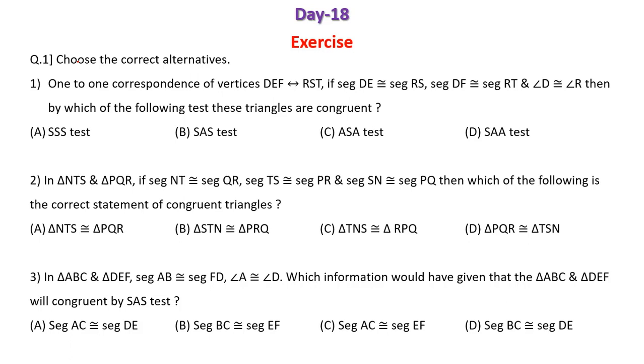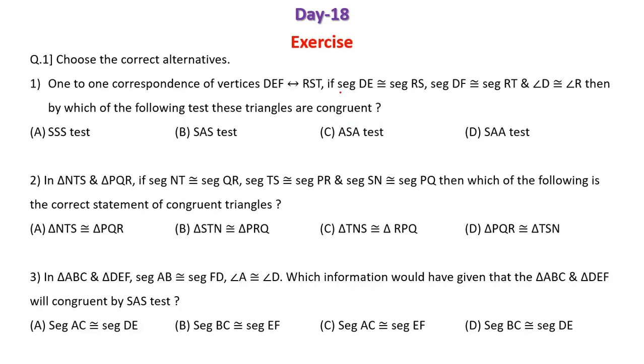Here choose the correct alternatives. First one: one-to-one correspondence of vertices DEF and RST, or DEF one-to-one corresponds to RST. If segment DE is congruent to segment RS, segment DF congruent to segment RT, and angle D is congruent to angle R, then by which of the following tests are these triangles congruent?